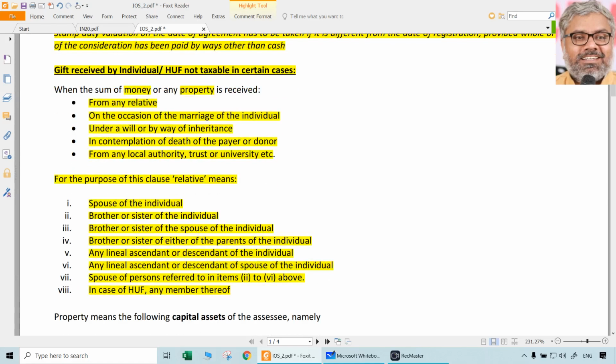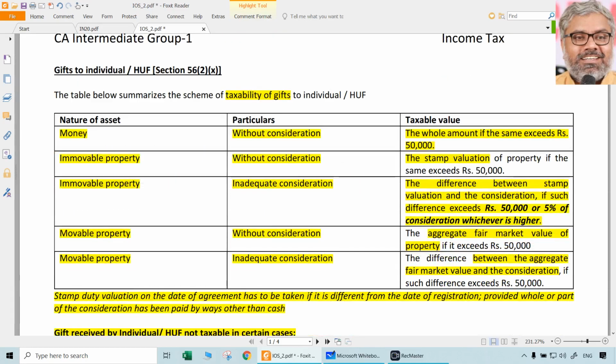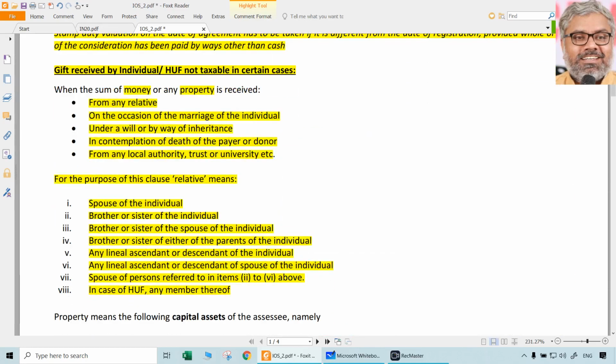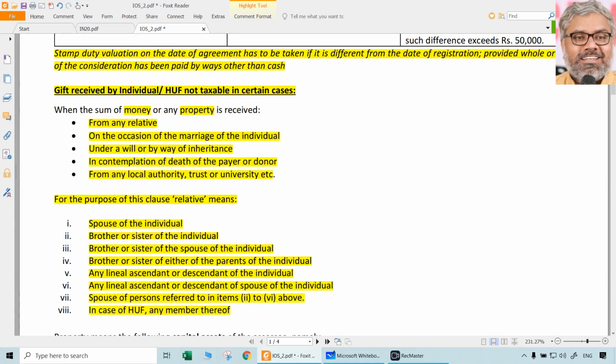And if any gift is received from any relative mentioned in this broad definition of relative, and this definition is applicable only here, don't apply this everywhere in the Income Tax Act. Only for this purpose, relative means that. And if any gift is received from these relatives, nothing will be taxable in the hands of the recipient.